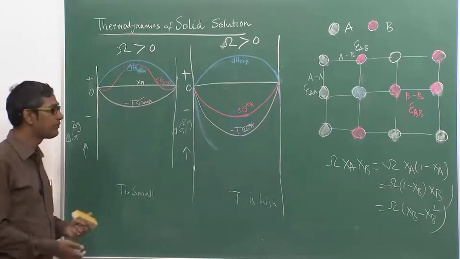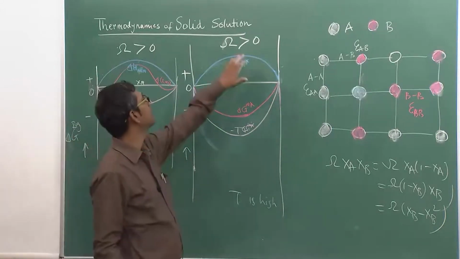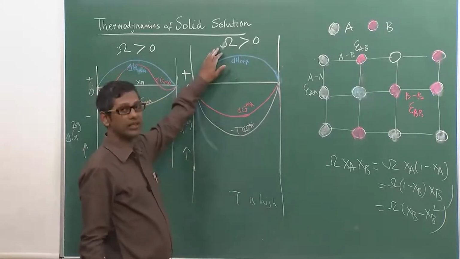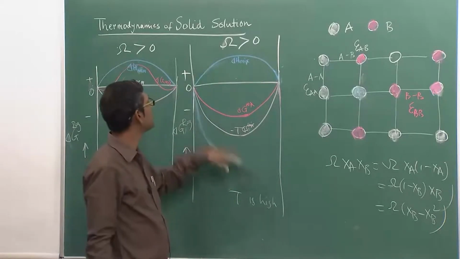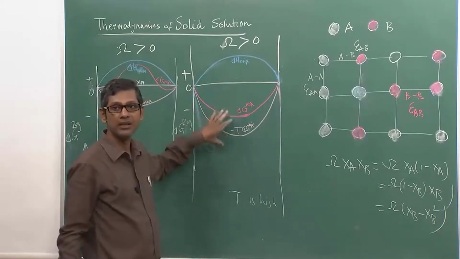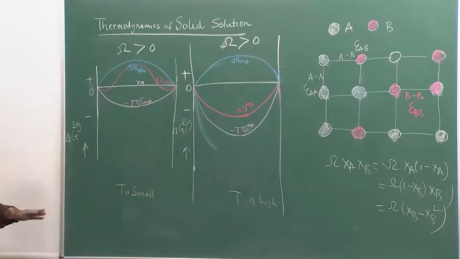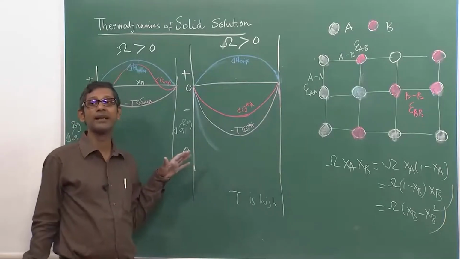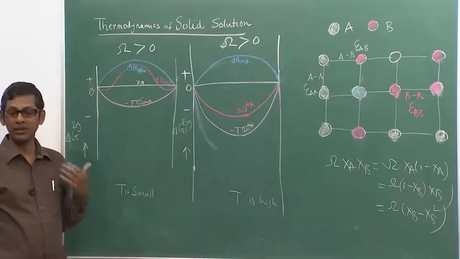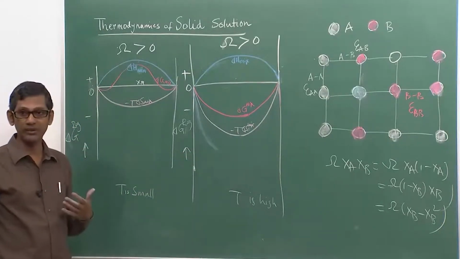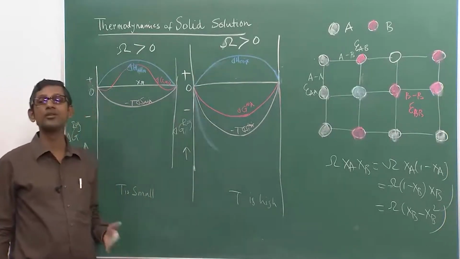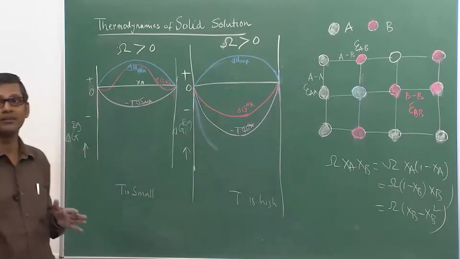So what we found is that for the three cases, when omega is more than 0 and temperature is high, and when omega is less than 0 with temperature low and high, solution is preferred. This is very important in metallurgy and material science, because thermodynamics tells you what possibilities exist, and rather it is more logical to say it talks about impossibilities. So thermodynamics tells you that under these three conditions solutions will be easily formed or preferred.